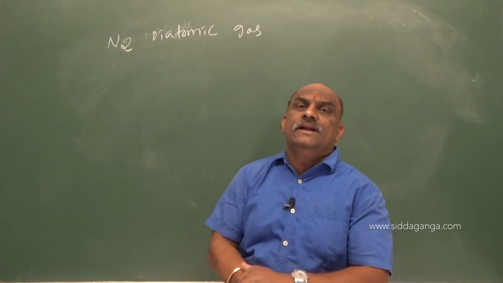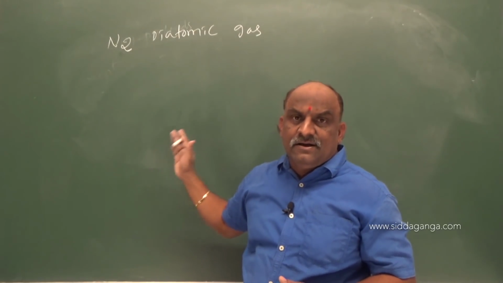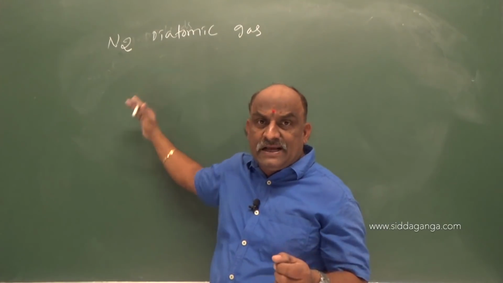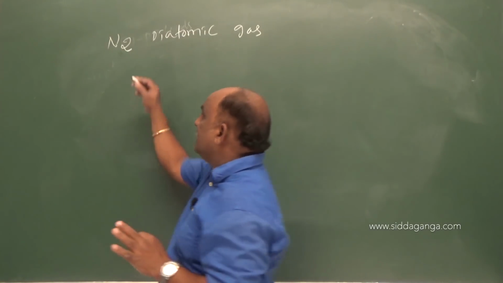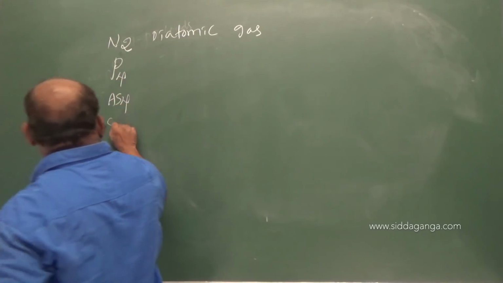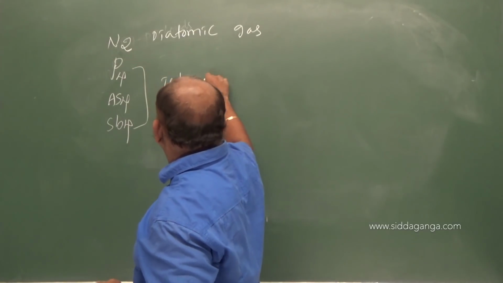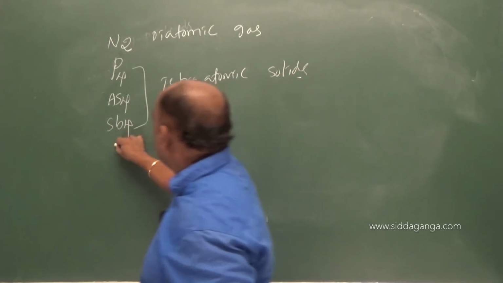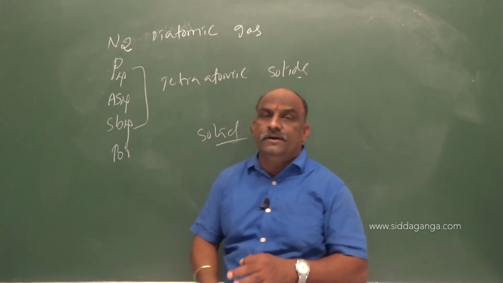And what about the rest of the elements? Rest of the elements are solids, and the rest of the elements phosphorus, arsenic, antimony are tetraatomic. We should write phosphorus P4, As4, Sb4. These are considered as tetraatomic solids. And while coming to bismuth, also it is solid.